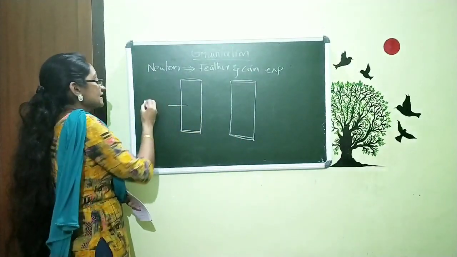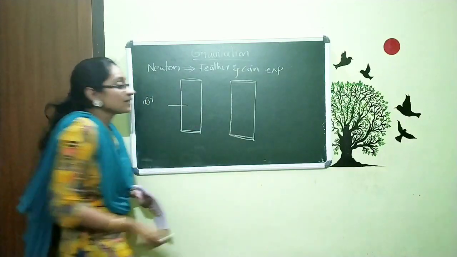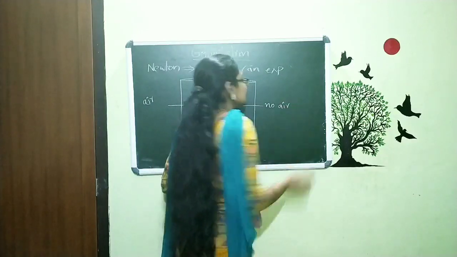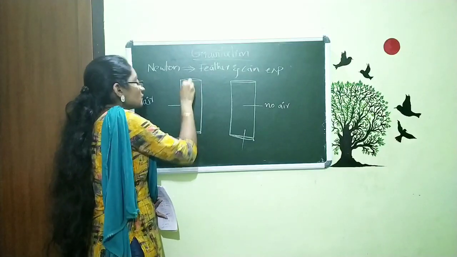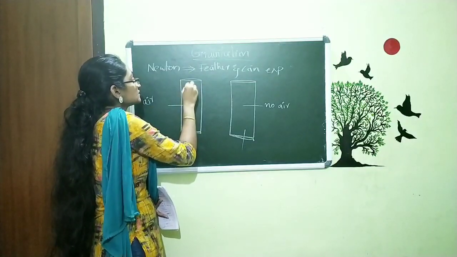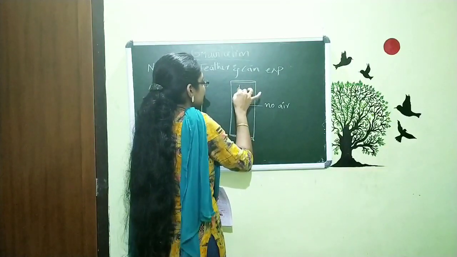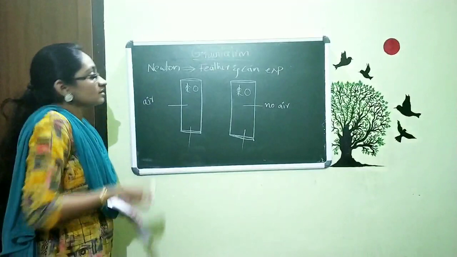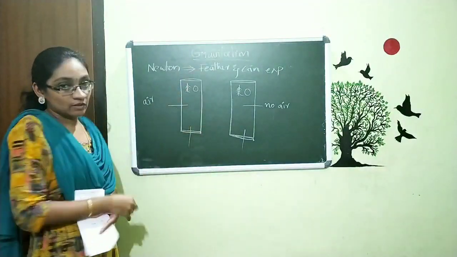This glass tube contains air. That is, it is filled with air, and this glass tube has no air. That means it is in a state of vacuum. And in this, we are keeping a feather and a coin. And here also we are keeping a feather and a coin. And then we are just leaving this, then both of the things will come down.